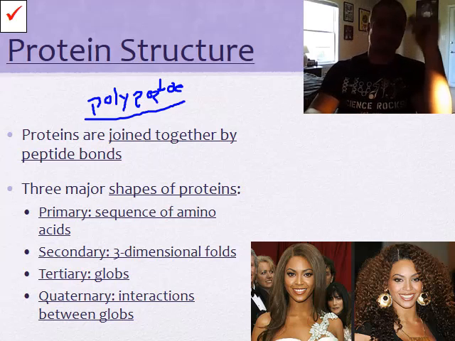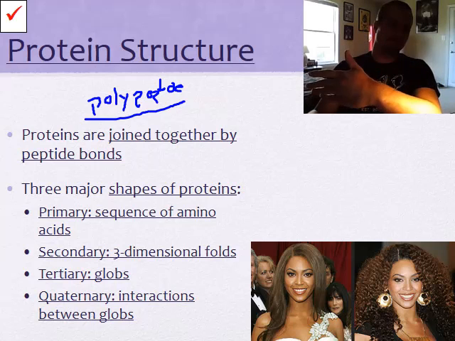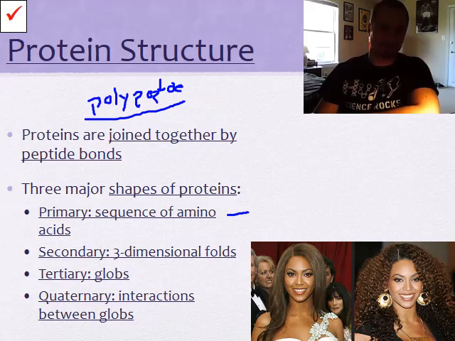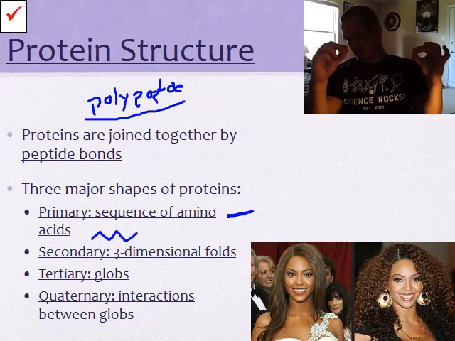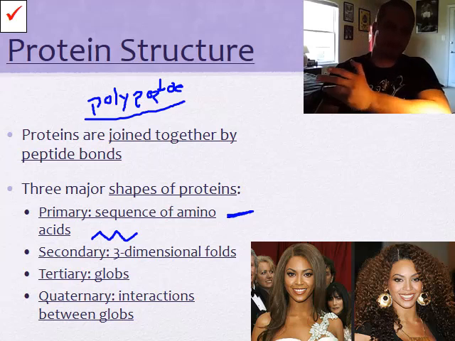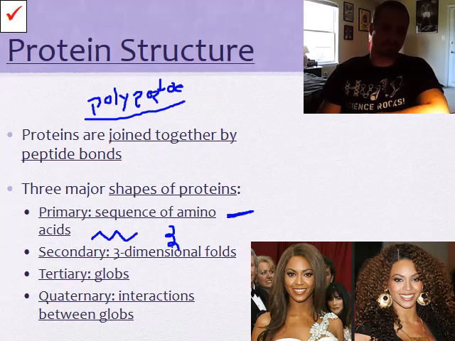So there are 3 major shapes of proteins. We have the primary, which is just the sequence of amino acids. So this is going to be relatively simplistic. It's just going to be a straight line. We have the secondary. So secondary includes 3-dimensional folds. These are going to look kind of like these. So imagine you take a piece of paper and fold it a bunch until you get those nice accordion-like shapes. That would be a beta-pleated sheet. And we also have things called alpha helices, which are pretty much just helixes or spirals.